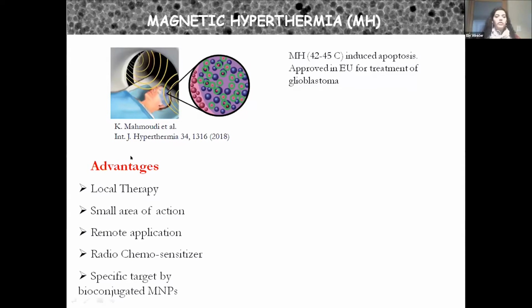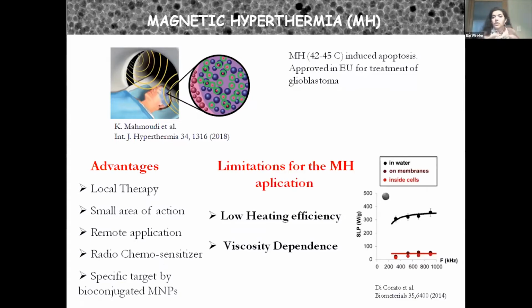So the advantages of this therapy is that it is a local therapy. It has a very small area of action, allows remote application, and also is a chemosensitizer. However, it has some limitations, and for that reason, it's only approved for very few cases. There are several limitations, but here we're talking about two in particular.